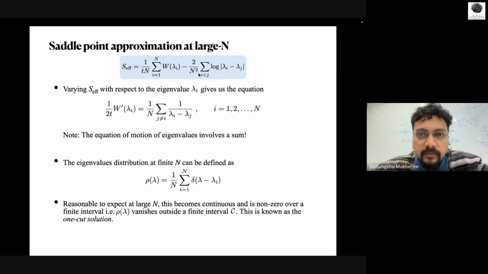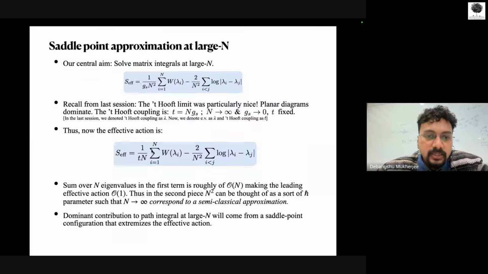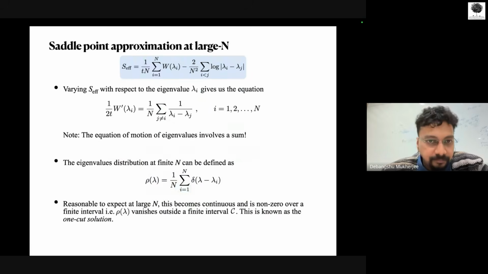So as of now, I should be a bit more pedantic about my discussions. As of now, what you see, I have not yet taken a large n limit. The only large n fact that I am using is that I am trying to think of this term as a quantum correction to this leading piece. Otherwise, operationally speaking, all that I have done is simply renamed this coupling GS times n as T.